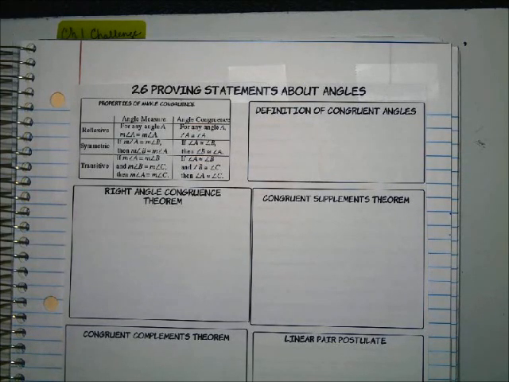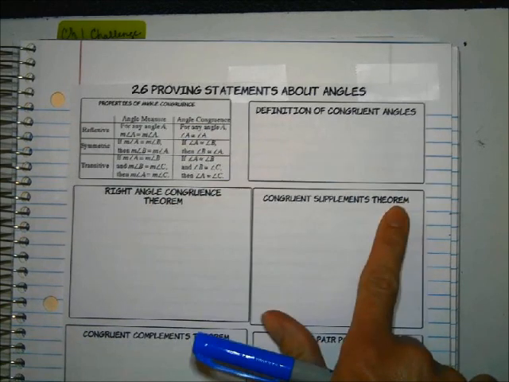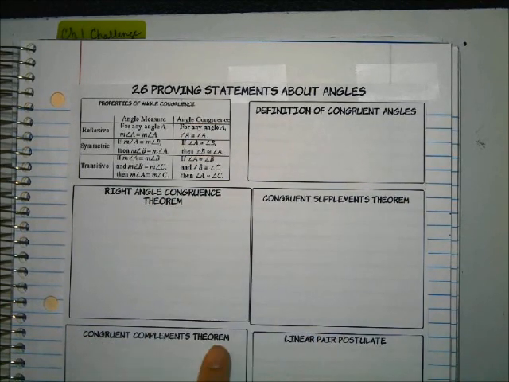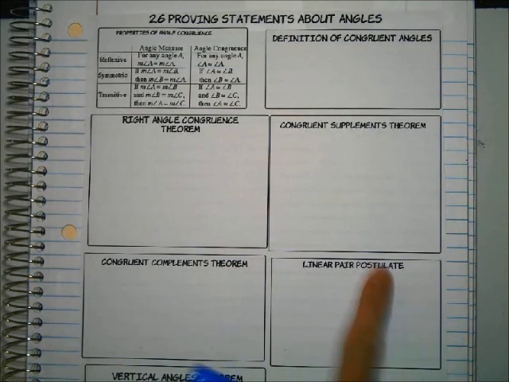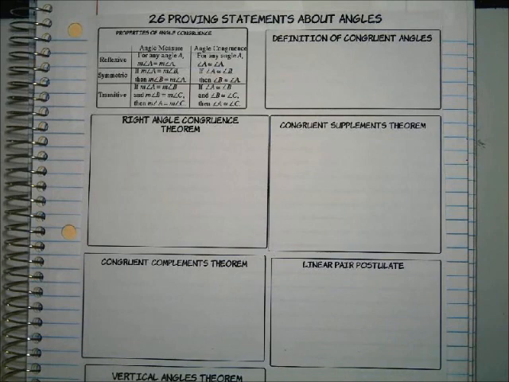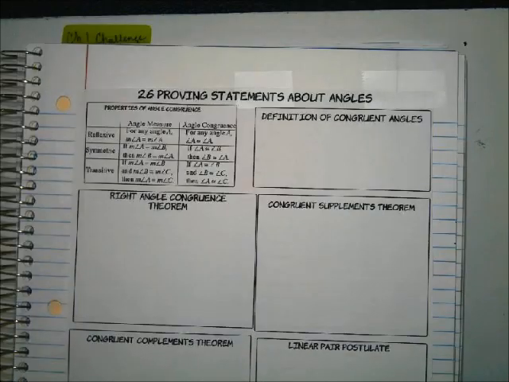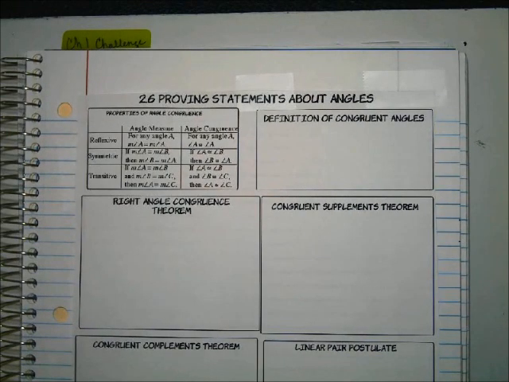Today we're going to talk about 2.6, proving statements about angles. This is all going to be basically proofs, and everything's about angles. From here on out, every time we have a theorem, and there's another one down here, we're going to prove it. We cannot use theorems until we have proved them.